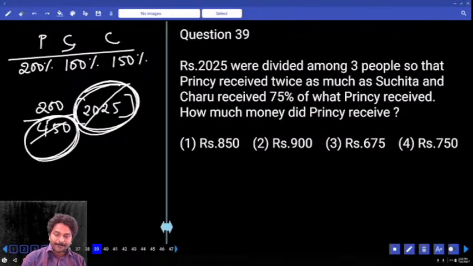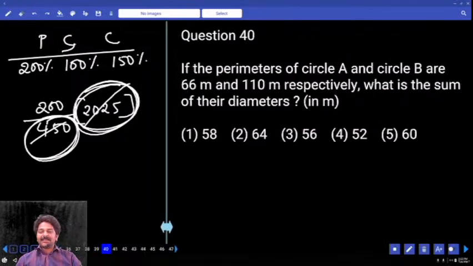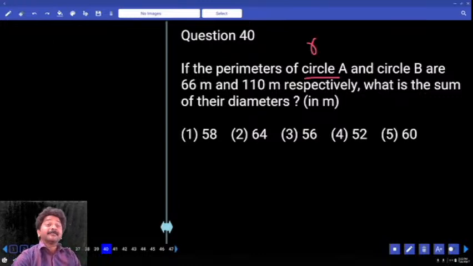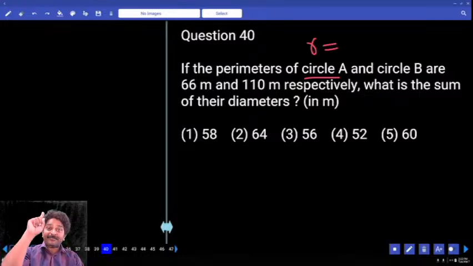Right. If the perimeter of the circle A and circle B are 66 meters and 110 meters respectively, what is the sum of their diameters? See, circle, radius, you know the condition. Radius of the circle must be always a multiple of 7. Got it? Radius of the circle must be a multiple of 7.